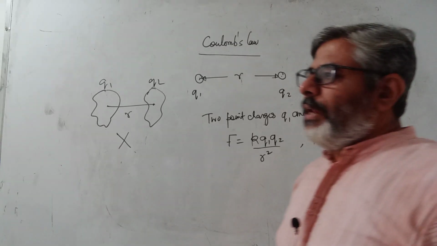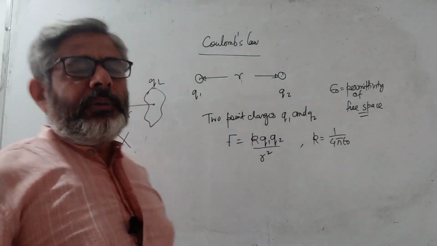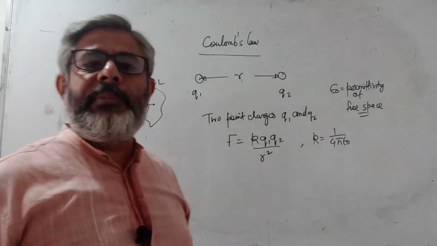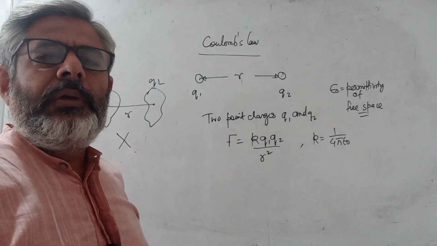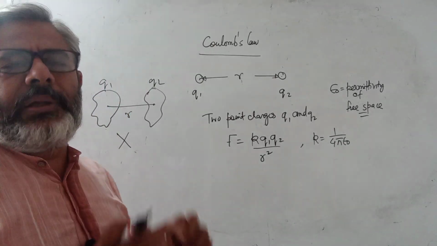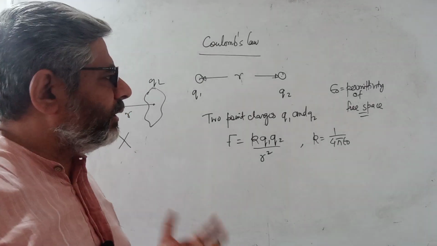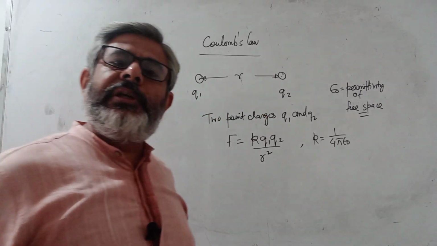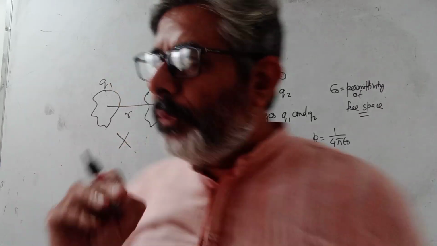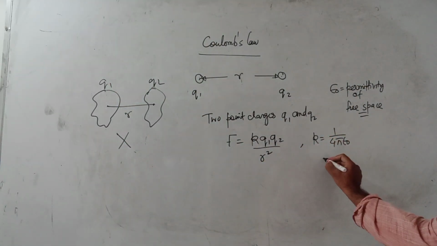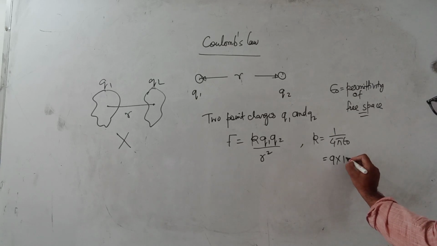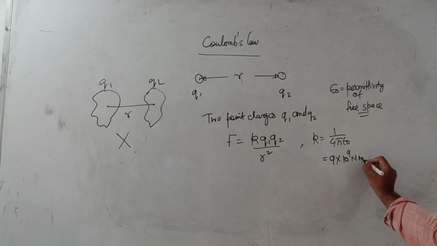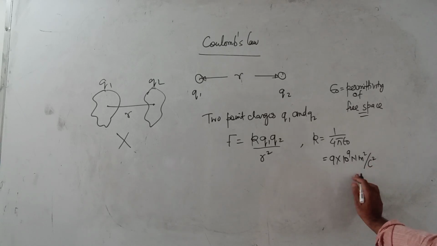So we have a particular value of 1 upon 4 pi epsilon naught. But you should also remember that when I am writing epsilon naught or permittivity of free space, then I am referring to vacuum or approximately air, but air is not strictly vacuum. So if there is no air, then we get vacuum or free space. So if these 2 point charges are placed in free space or vacuum, then we can write it as 1 upon 4 pi epsilon naught. Now this is found to have a value 9 into 10 raised to the power 9 Newton meter square per Coulomb square.